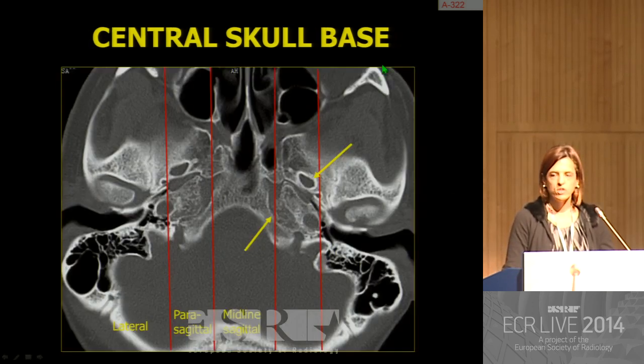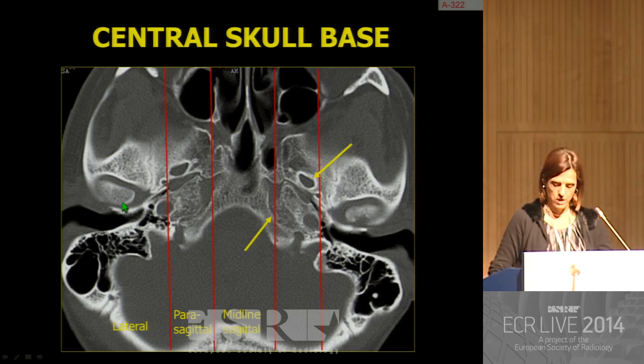In order to make differential diagnosis easier, we should separate the central skull base into 3 different compartments. A medial compartment that lies medial to the petroclival fissure, then a parasagittal compartment that lies between the petroclival fissure and the lateral margin of the foramen ovale, and then the lateral central skull base, which lies lateral to this line.